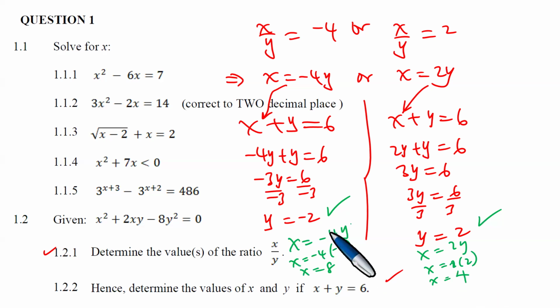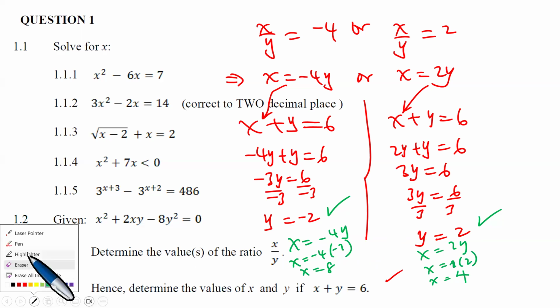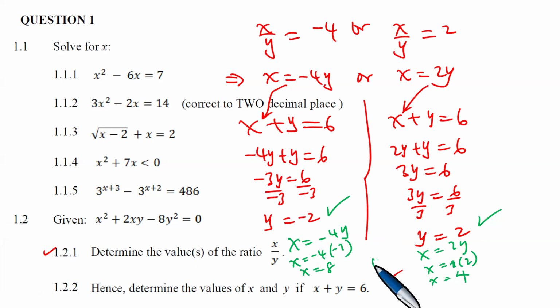It's 4. Right, so the y values are actually minus 2 and 2, and the x values are exactly 8 and 4. Right, we have got the results there. Any question, remark, or contribution to make about this question before we move forward?